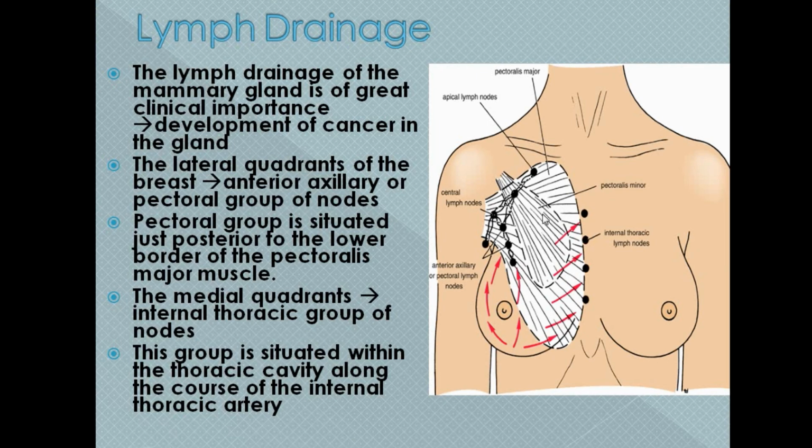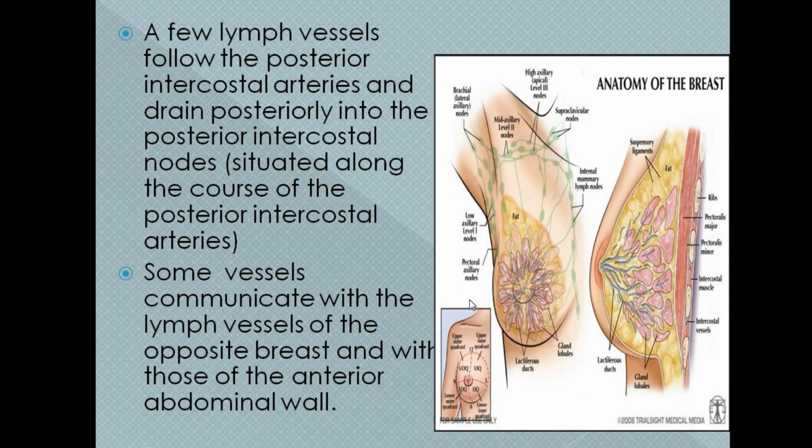The medial quadrant is mainly drained into the internal thoracic nodes, so the tumor may metastasize to the opposite side, because they are present on the medial side and drain into the medial aspect of the internal thoracic group of lymph nodes on the opposite side. A few lymph vessels follow the posterior intercostal arteries, so the outer lower quadrant may drain along the posterior intercostal artery, and they ultimately drain into the posterior para-aortic group of lymph nodes.